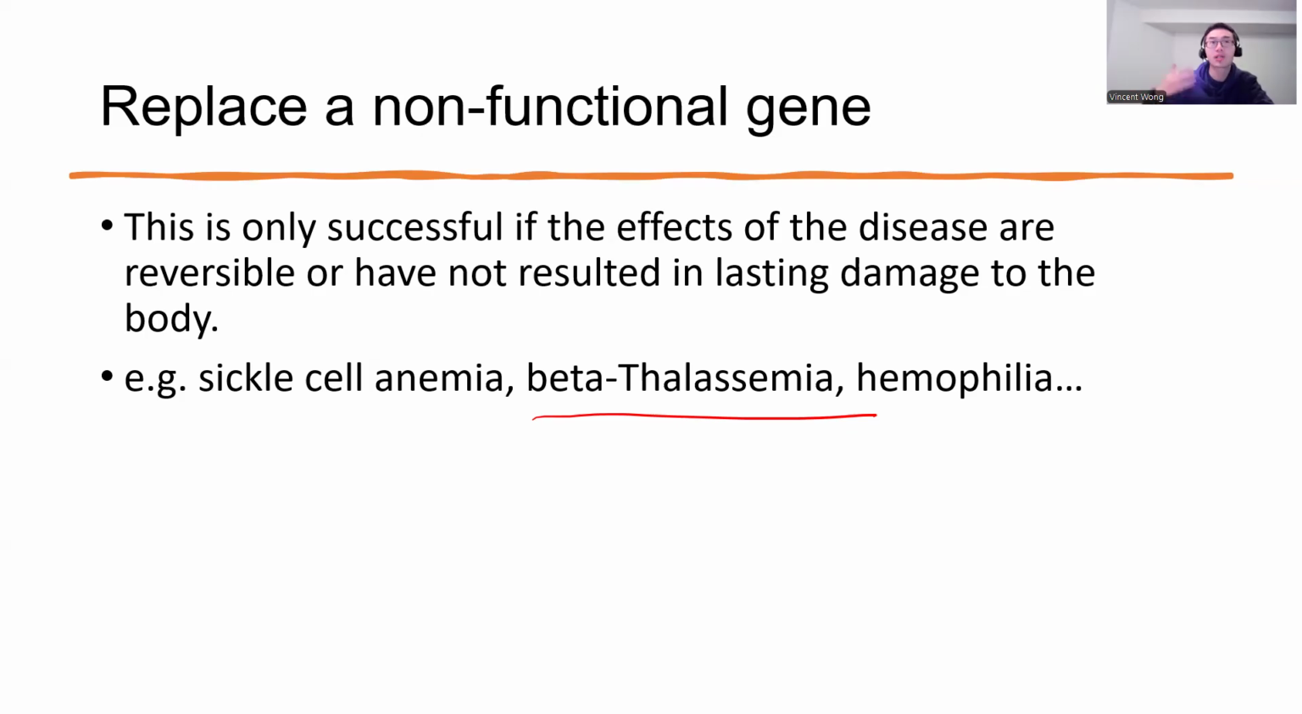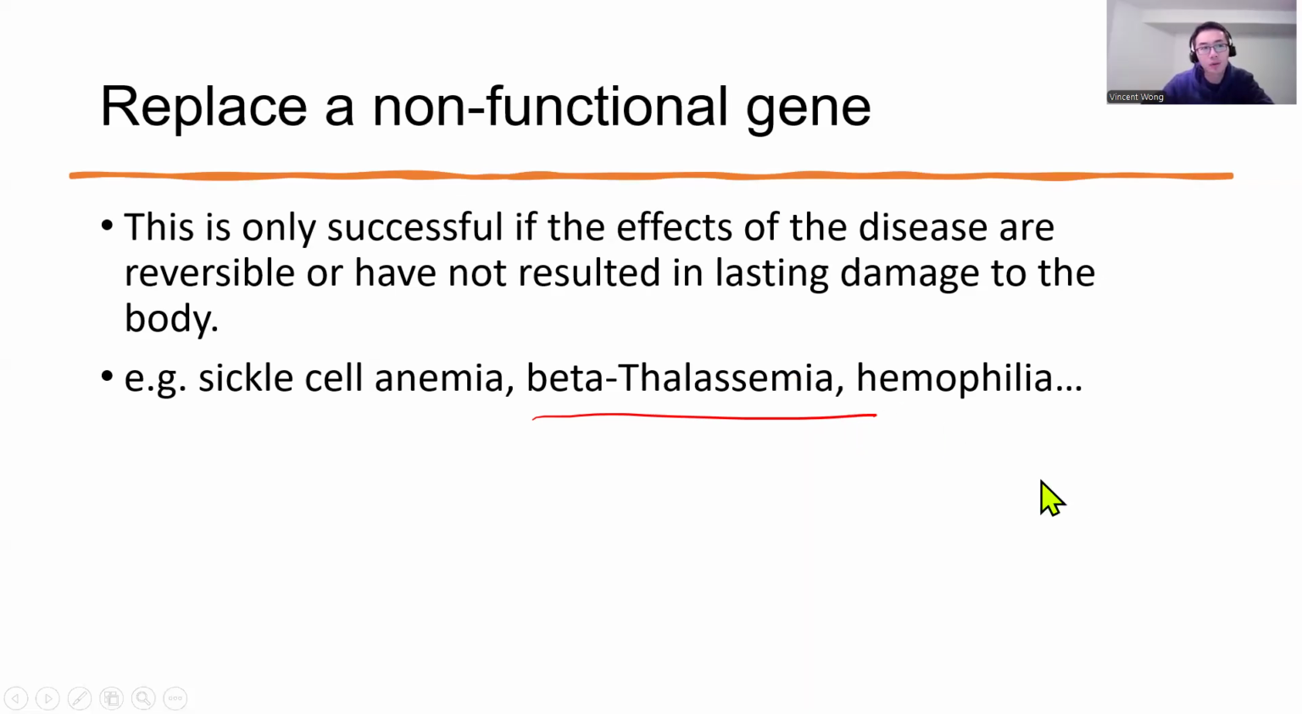Okay. And this constant transfusion actually caused them to have iron overload. And then they have to treat that as well. Right. So it's something that you want to fix. And because it's a nonsense mutation, it's an ideal candidate for gene therapy. Once you supply the normal copy, you should be able to make the normal hemoglobin.